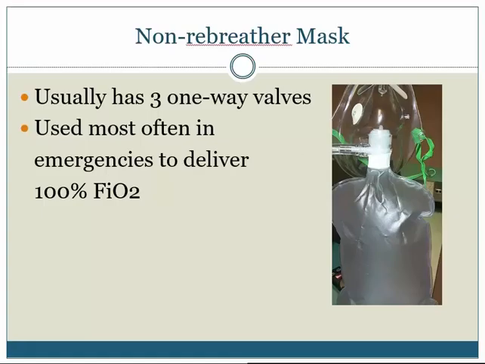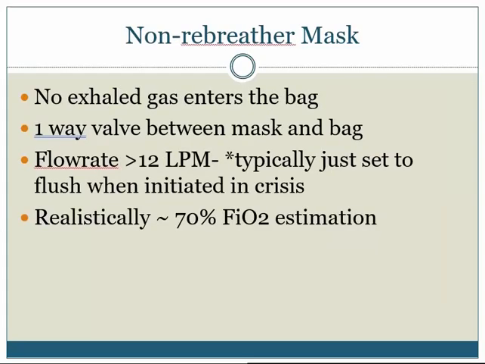We need to turn the flow rate on your flow meter up to at least 12 liters per minute. But again, when you're using one of these devices, it's in an emergency situation. You'll typically just turn it all the way up to totally meet the patient's needs. Because fit determines performance with these masks, realistically patients on this will receive an FiO2 of about 70%-ish, because it's not going to fully seal. They're going to be breathing in some room air with it.